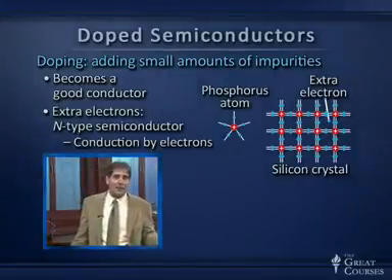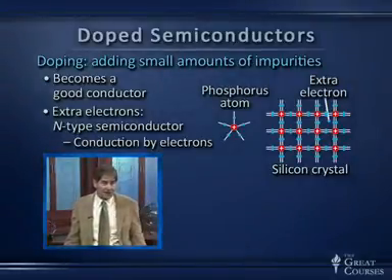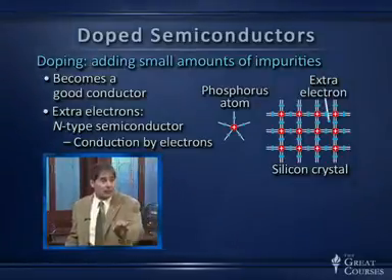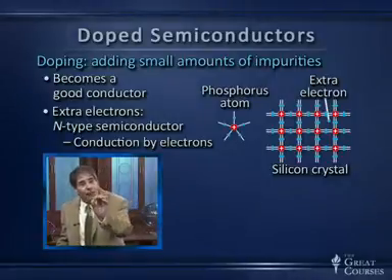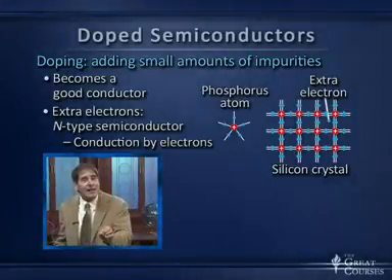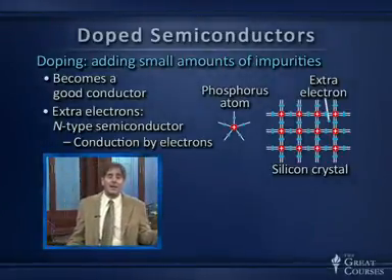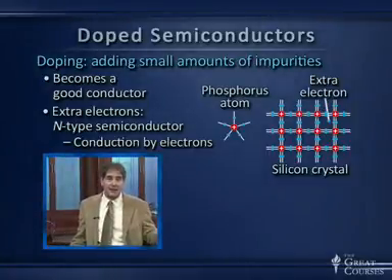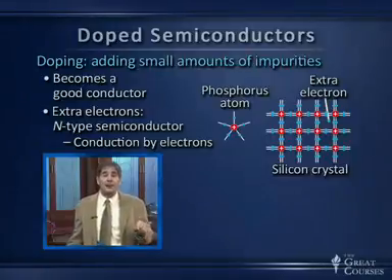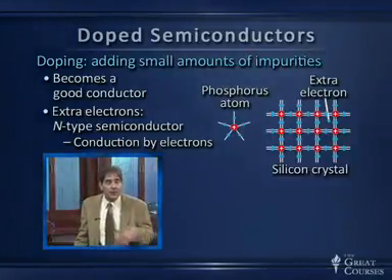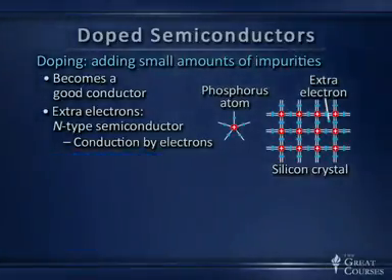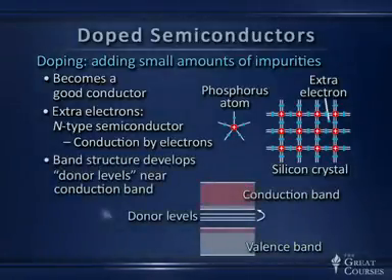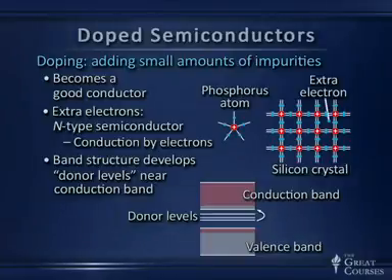By the way, there's a very common misunderstanding about that N designation. People think, oh, it's negative. It's not negative. The phosphorus atom is neutral. What it does have is free electrons, free negative charge carriers. The things that can carry current are negative. But to say a material is N-type is not to say it's negatively charged. In fact, as we'll see, it's sometimes positively charged. So the conduction in this N-type material is by electrons. If we look at the band structure of this, we get these new levels. They're called donor levels, and they're near the conduction band.